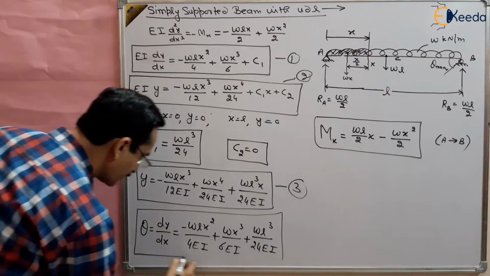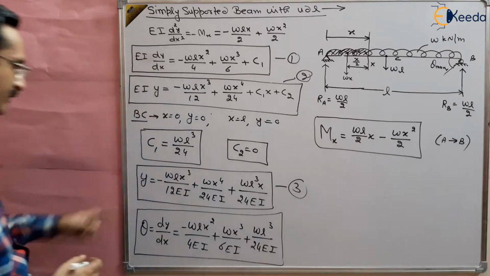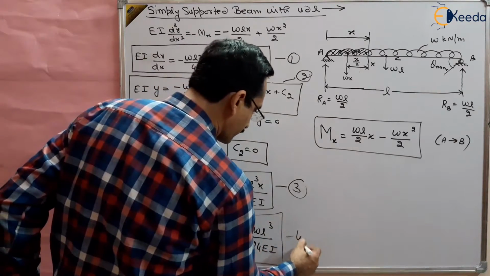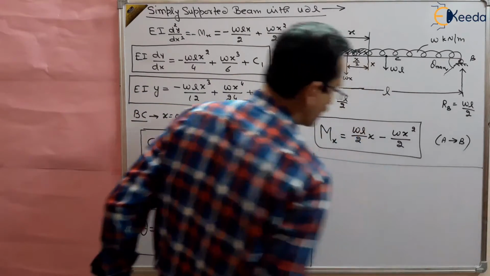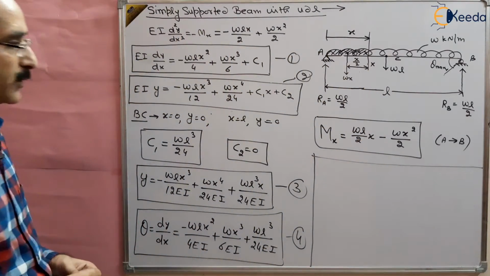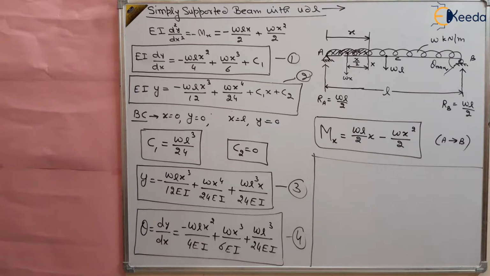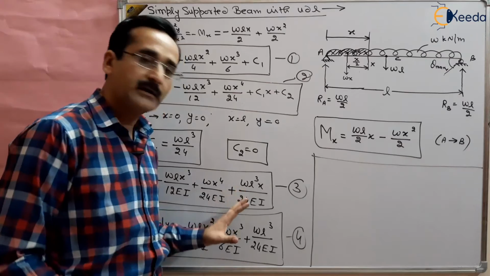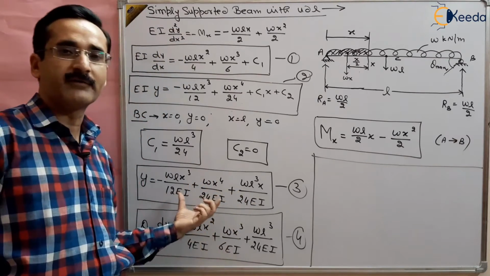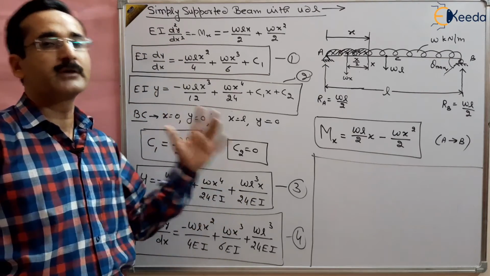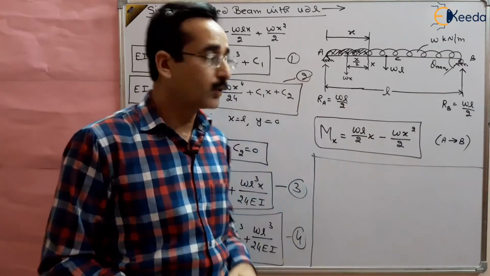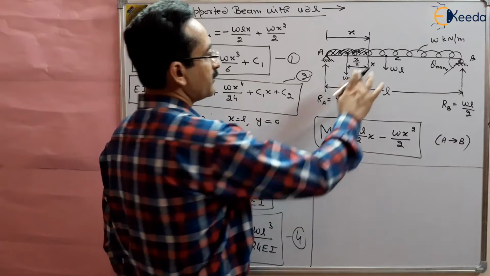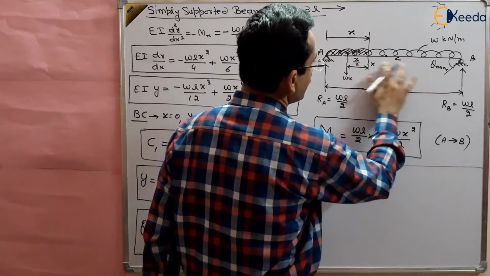So we have obtained the deflection and slope equations, right? Say this is equation number 4. So this is the slope and deflection equation for a simply supported beam with UDL. But our aim is to find out the maximum deflection and maximum slope. Where is the maximum deflection?